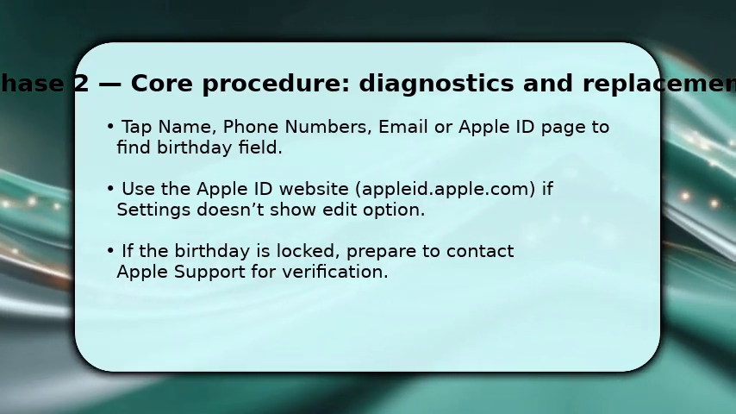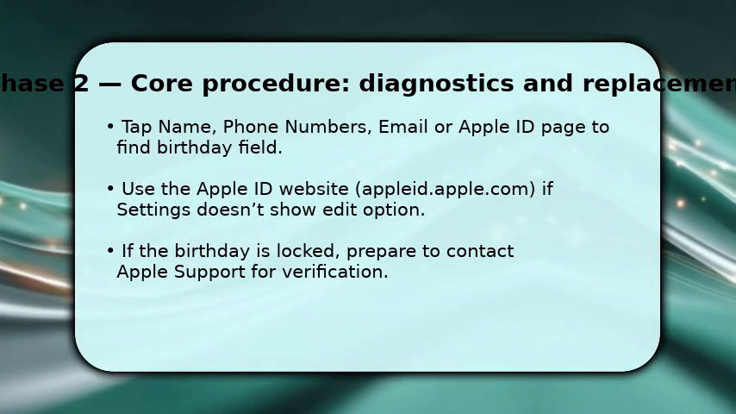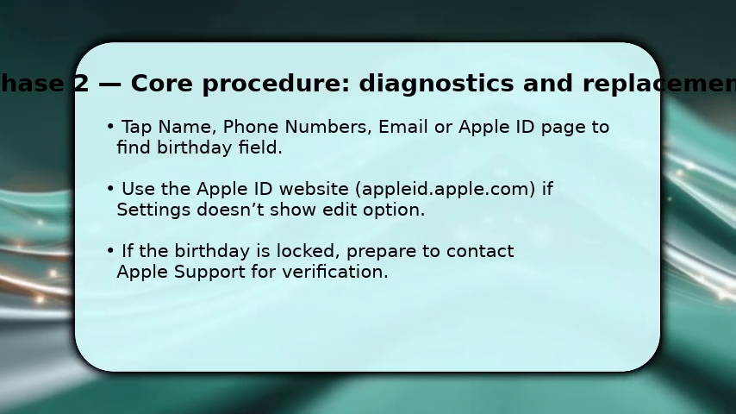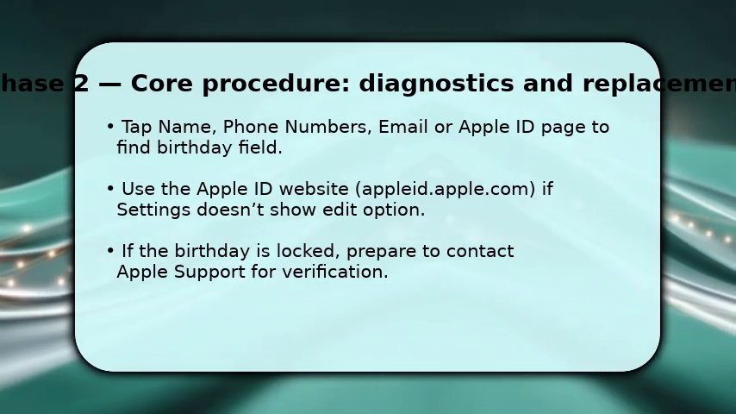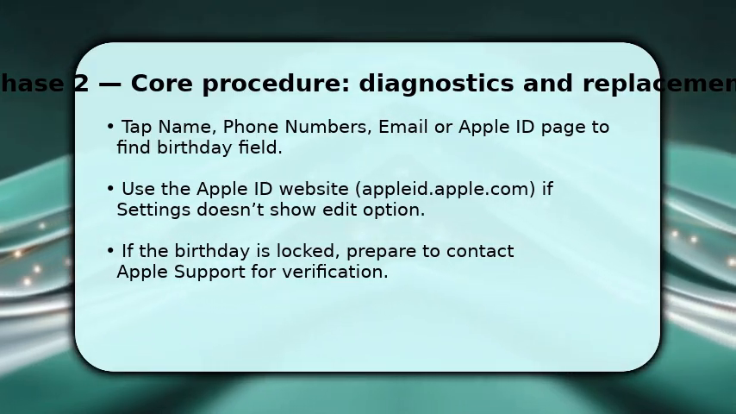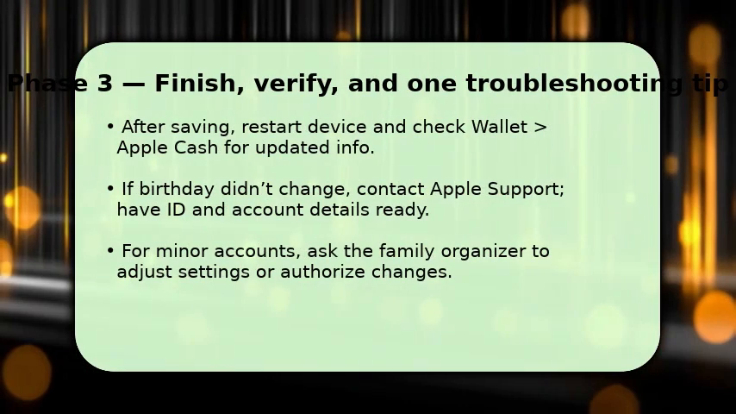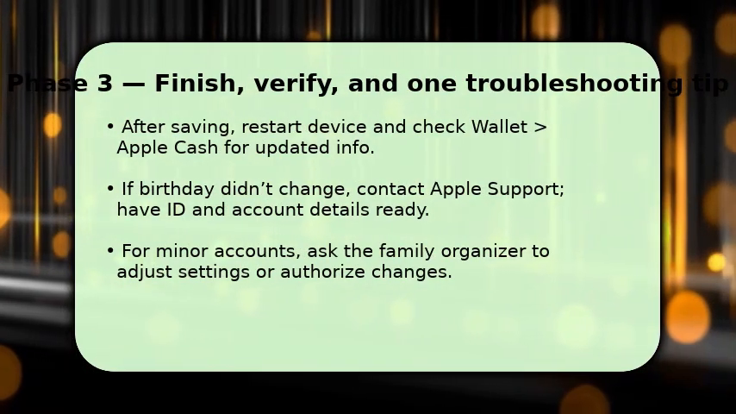If the field is disabled or locked, often for child accounts or verified identities, you'll need to proceed to support steps. This middle step is where verification matters. So once you save the new birthday, restart the device and open Wallet to confirm Apple Cash reflects the update.